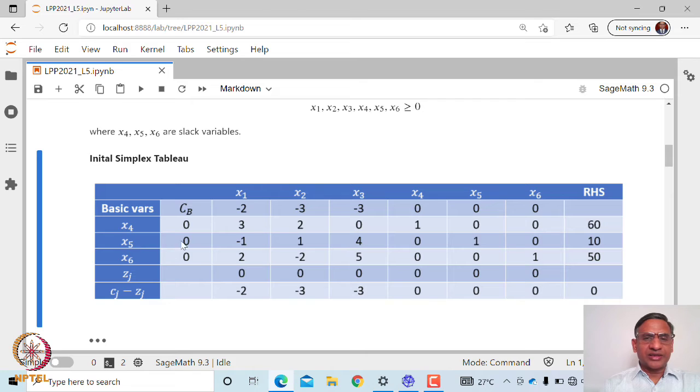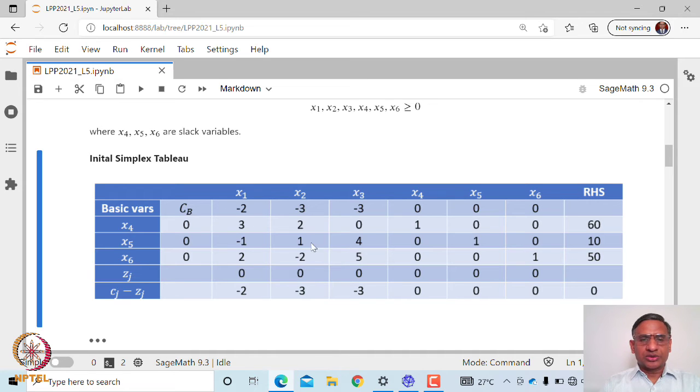Now x5 will be replaced by x2 in the next simplex table, and in the next simplex table we need to update this incoming column. We make the pivot entry, which is this one corresponding to x5 and x2, equal to 1. In this case it is already 1, so we do not need to do anything. In case it was not 1, we would have to divide the whole row by that particular value. That is what we call the pivot element. Then this one we have to make 0, this one also 0, and the last entry, corresponding to the reduced cost coefficient, we will also make 0.